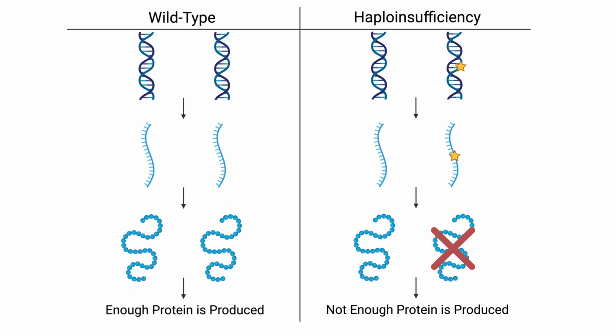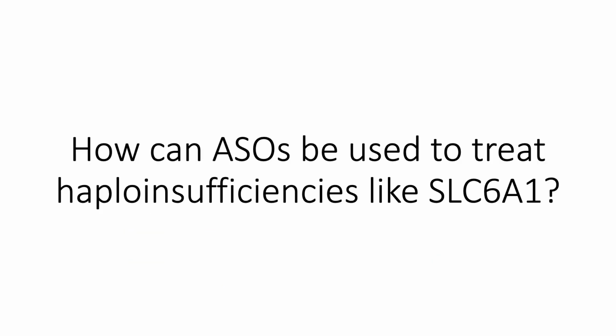And so an ideal therapy would target the healthy side of the gene to increase the amount of protein made, whereas the ASOs that I had already presented are targeting the mutated copy of the gene to try to fix that. But if you could increase the healthy copy, you could potentially treat more people because it's not unique to the mutation. So how can ASOs be used to treat haploinsufficiencies like SLC6A1? The goal is to increase the amount of healthy protein to restore function.